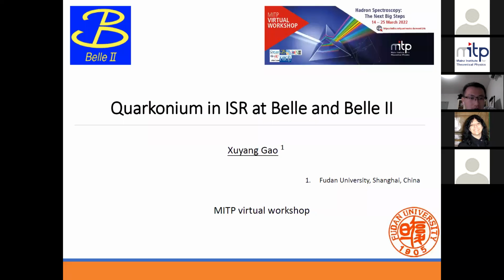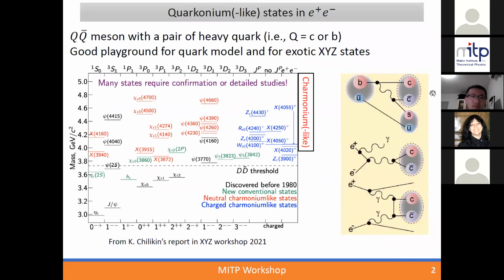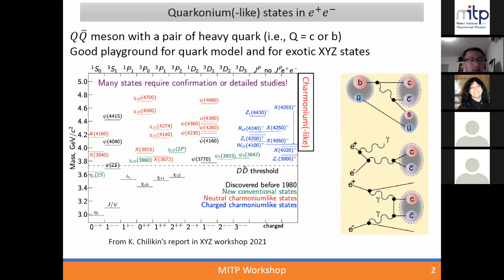So my talk is about the Quarkonium in the ISR process at Belle and Belle II. Okay, so first, in slide number 2, the Quarkonium states in the e+e- annihilation experiments.